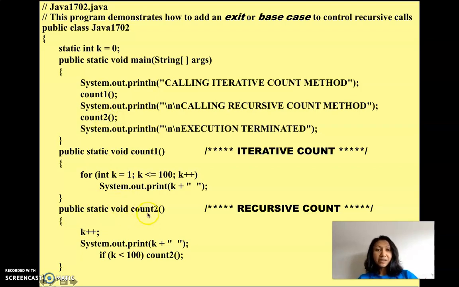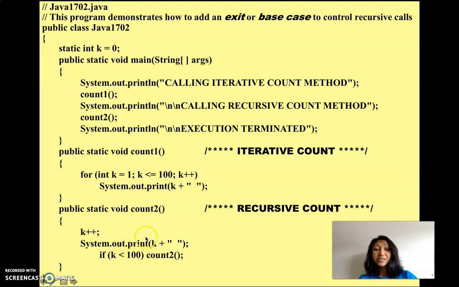So what's happening within count2 is we do k++, so k, which was 0, became 1, and we print k. So that means what gets printed here? 1. And then if k is less than or equal to 100, since 1 is less than or equal to 100, you call count2 again. It goes back. So then k becomes 2. It prints 2. And so on.